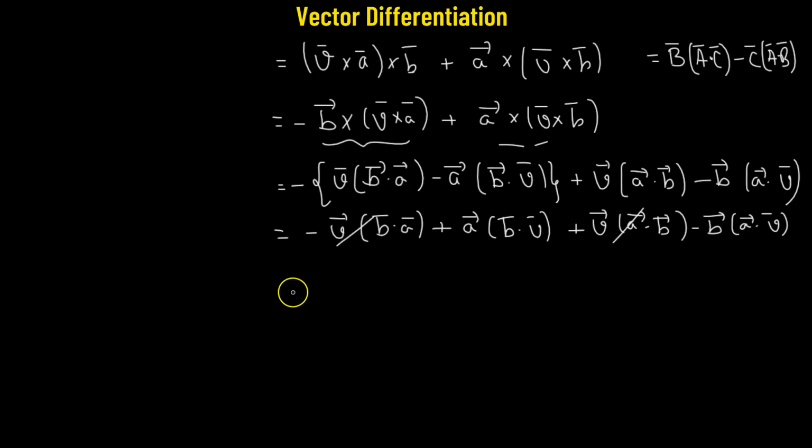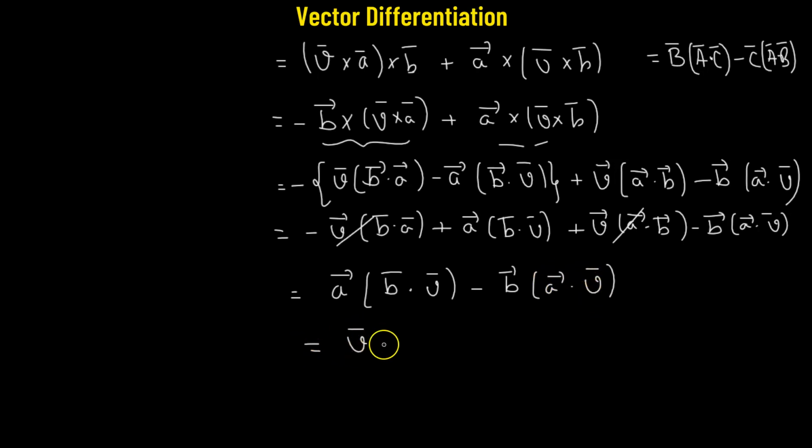So we are now left with A vector times B vector dotted with v vector, minus B vector multiplied by A vector dot v vector, and this is nothing but the vector triple product of v vector crossed with (A cross B). So we started by taking the derivative with respect to t of A cross B, and we obtained v vector crossed with (A cross B). So this is what we are asked to prove, hence proved.